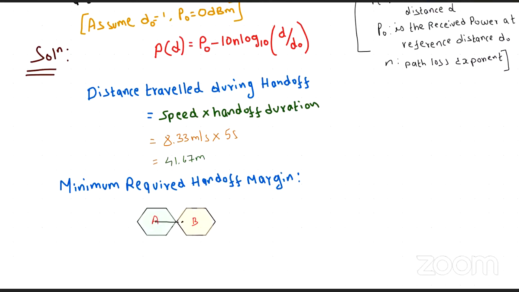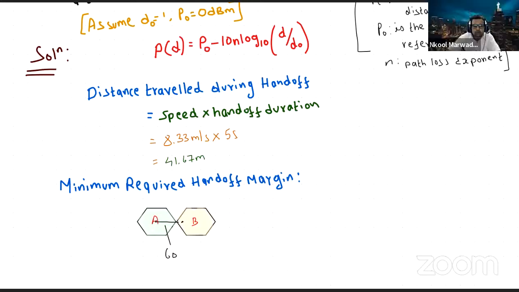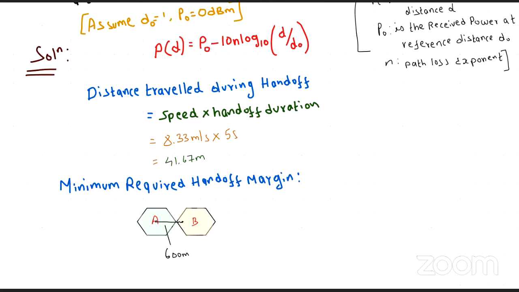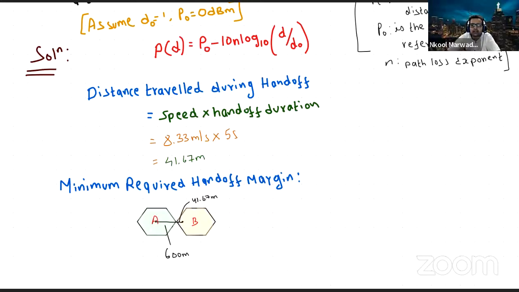Sir, so handoff margin is the difference between the power of the signal of A at that point and the power of the signal from B. Now, when we will solve this, you will get a complete clarity about what we are doing.